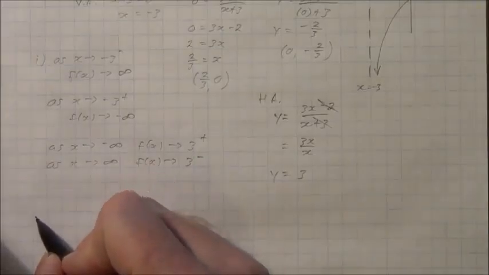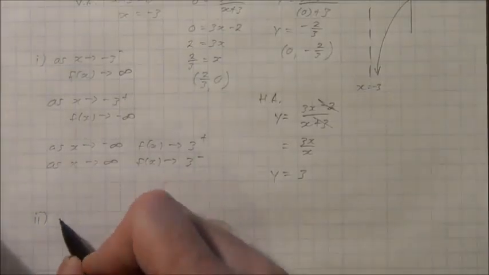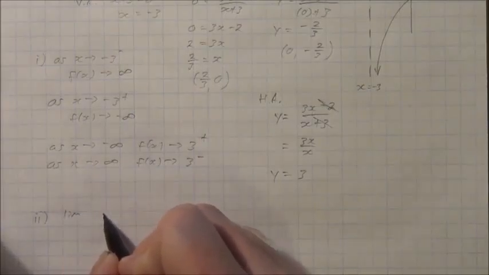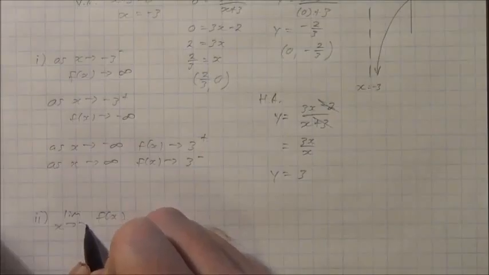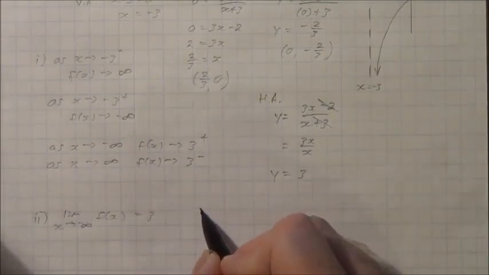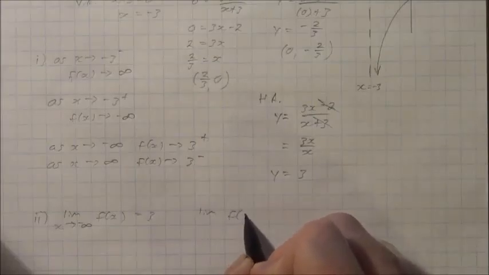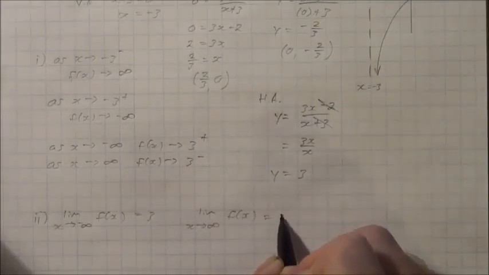And then for part 2, we have to find these limits. So the limit of f of x as x approaches negative infinity, well, we've already done that, equals 3, and the limit of f of x as x approaches positive infinity also equals 3.